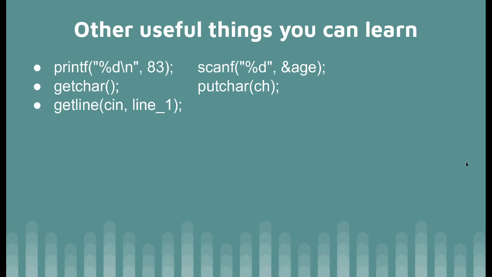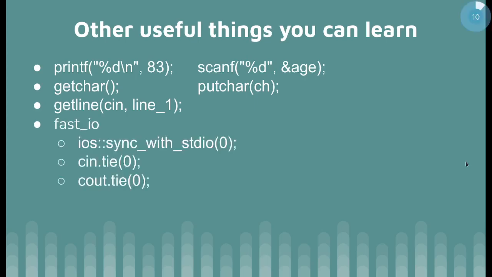Cin means console input. The c stands for console and in stands for input, and cout is console output. We also have cerr, which is console error, that you can use to print things for yourself, and they would not be printed in the judge console. And we also have other things. Fast IO means fast input output.